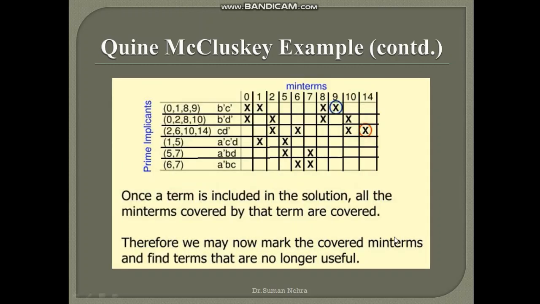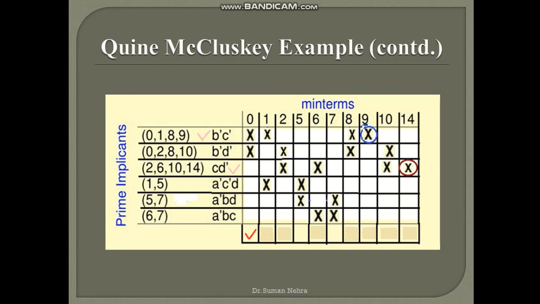Similarly, we will do for all of them. Now, in the next step, we will select a column which has a single cross. Suppose in the 0 column, it has 2 crosses, 1 has 2, 2 has 2 crosses, 5 has also 2 crosses, 6, 7, 8. So 9 has a single cross column and 14 has a single cross column. Once a term is included in the solution, all the minterms covered by that term are covered. Therefore, we may now mark the covered minterms and find terms that are no longer useful.